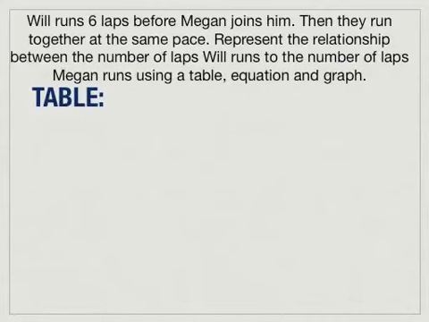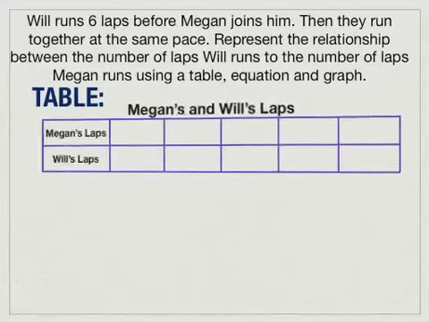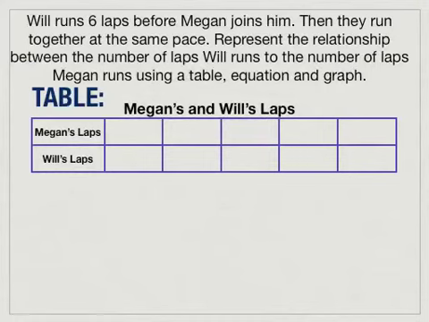To show this relationship in a table, I need to have Megan's number of laps and Will's number of laps. I'm going to put Megan's laps on top and then Will's laps on the bottom because I know that however many laps Megan has run, Will has run 6 more. So if you tell me how many laps Megan has run, it's going to be really fast and easy to find how many laps Will has run.